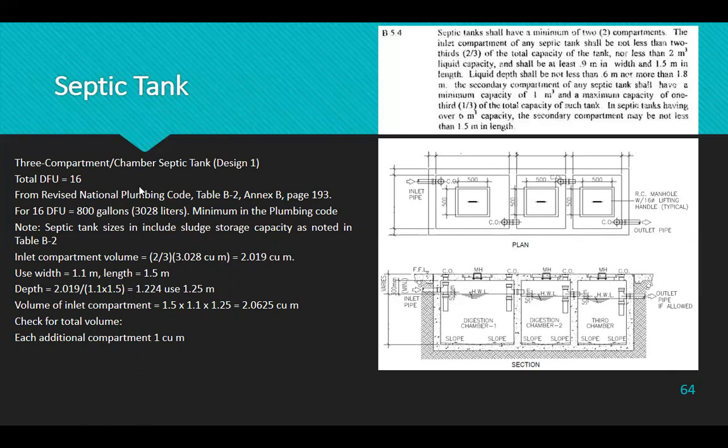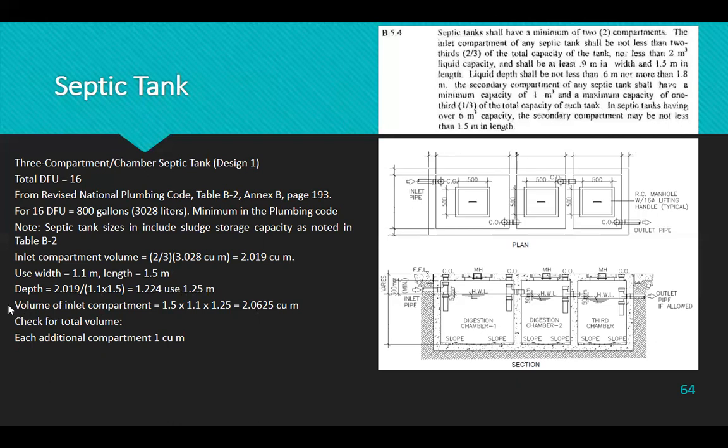So bawa dito 16 DFU palitin natin. 16 DFU is 800 gallons. So inlet compartment volume is 2/3 of 3.028 cubic meter or 2.019. So this is less than 6 cubic meter. Use width 1.1, length 1.5. So depth is 2.019 over 1.1 plus 1.5 is 1.224. Use 1.25. Manipulated na to para magtali dito.